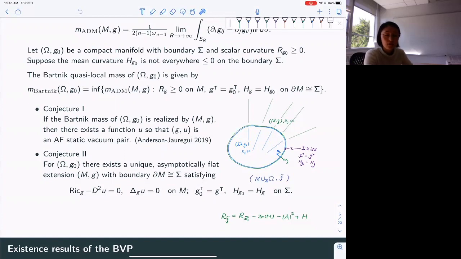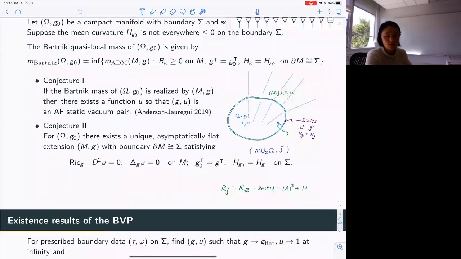Therefore, we want to ask: can we always find a static vacuum extension which realizes the Bartnik mass? This gives us the second conjecture, which says that for this (Ω, g₀), we can find a unique asymptotically flat extension so that it is static vacuum. So we have the static vacuum equations holding on the manifold M, and it satisfies the Bartnik boundary condition on Σ. This gives rise to the boundary value problem we want to talk about today.